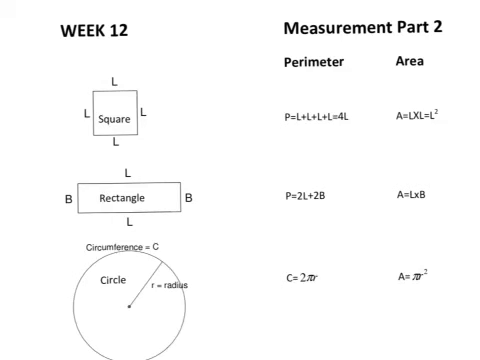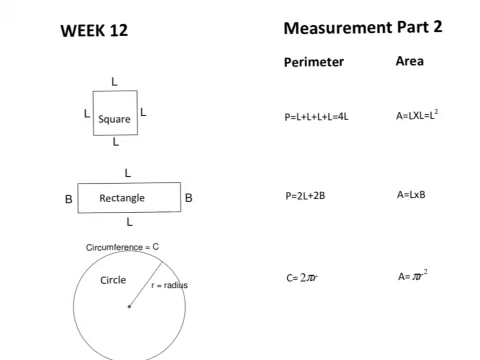This is the last week of TEP023 and we're looking at measurement part 2. And we're going to just revise some very quick formulas which we're going to be using in this topic. And we're going to be looking in particular at the perimeter and area for some very common shapes: the square, the rectangle and the circle.